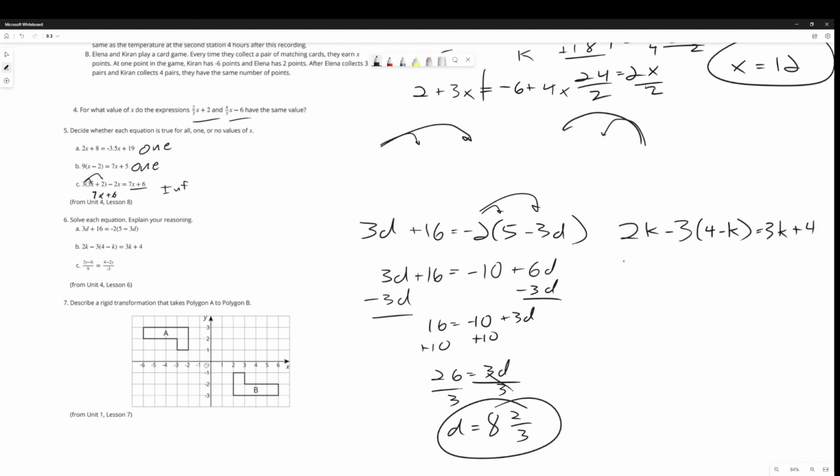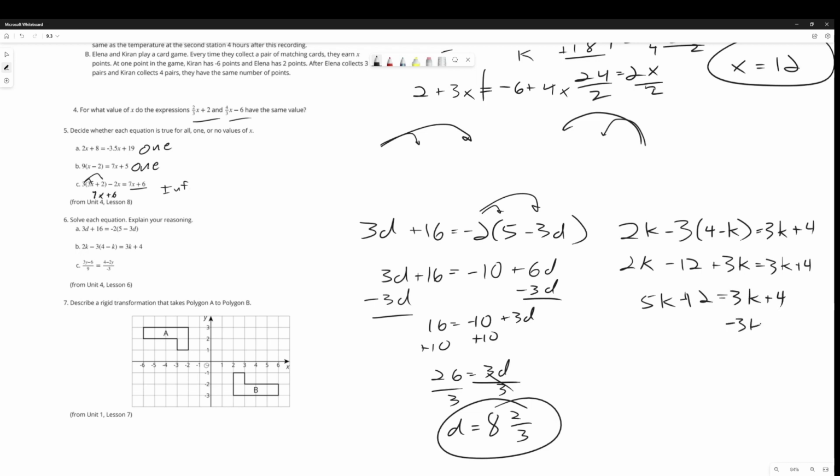All right, so I'm going to distribute that negative 3, so I'm going to get 2k. Negative 3 times 4 is negative 12. Negative 3 times negative k is positive 3k equals 3k plus 4. I have a 2k and a 3k. That's going to be 5k minus 12 equals 3k plus 4.